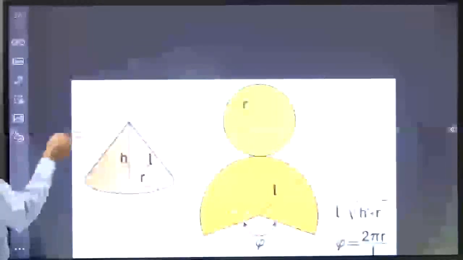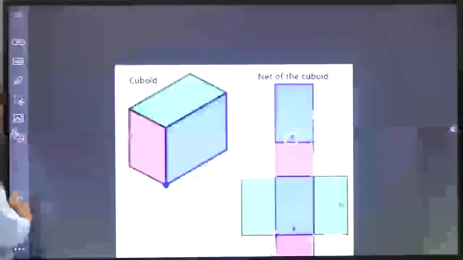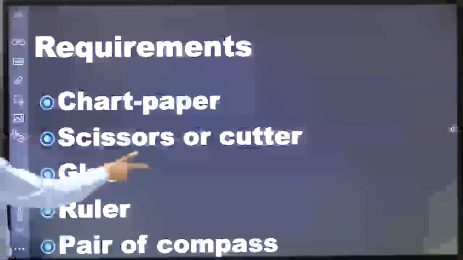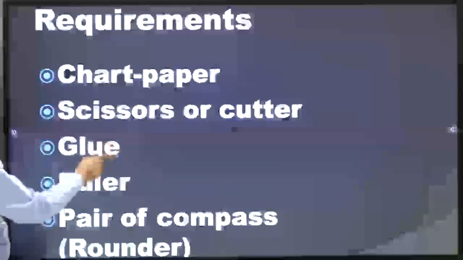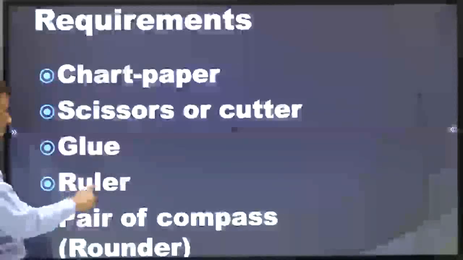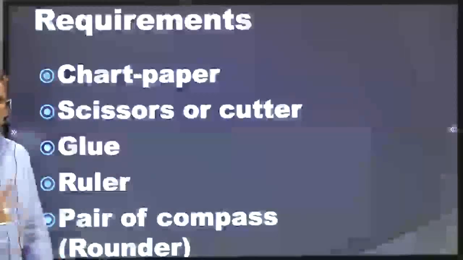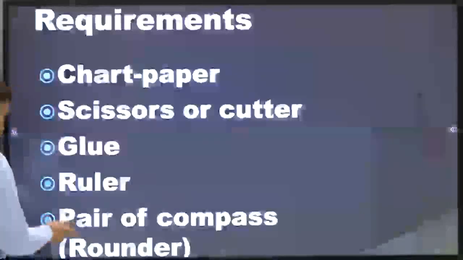Okay students, so far we have seen all the shapes here. This is the cylinder. Before it was the cone. Priorly it was the cuboid and cube. So these are all the shapes. Now what is the requirement? The requirements are chart paper 1 or 2, scissors or cutter, glue or Fevicol, a ruler, which means a scale, and a pair of compasses for cutting the net of the cone. Understood?